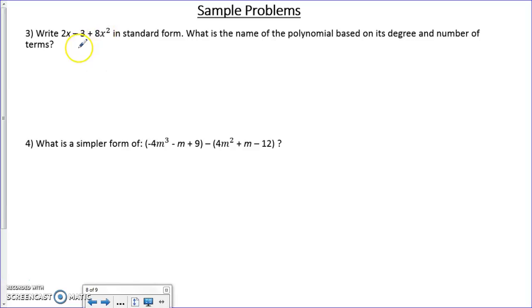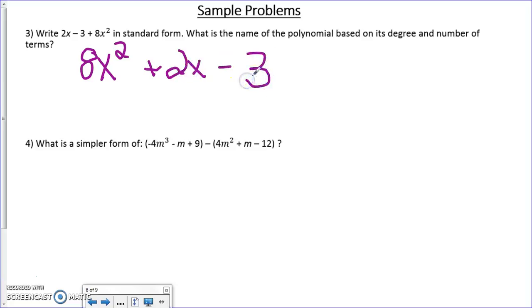Number 3, write 2x minus 3 plus 8x squared in standard form. What is the name of the polynomial based on its degree and number of terms? Remember, standard form is highest exponent to lowest exponent. So plus 8x squared means positive 8x squared. That goes first. 2x is positive 2x, so plus 2x. And my constant minus 3.